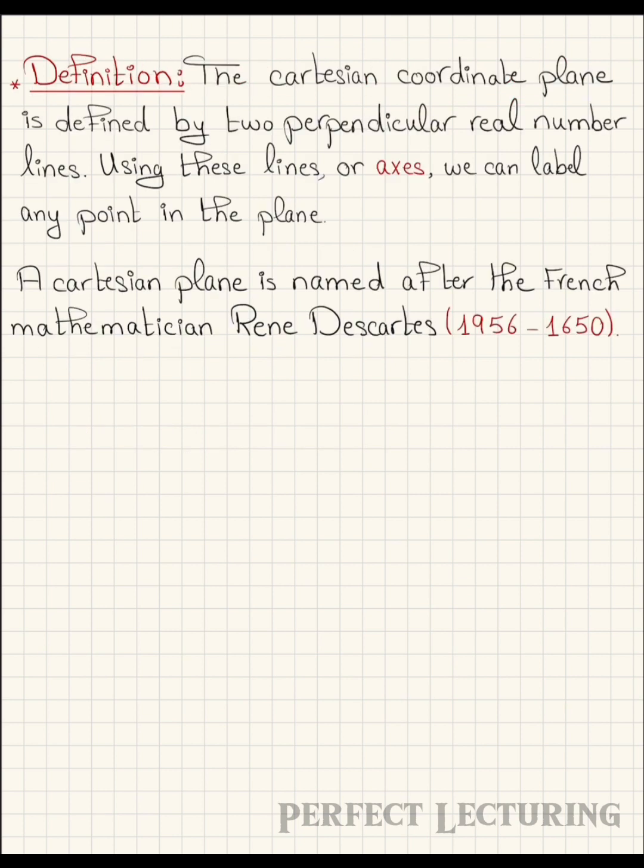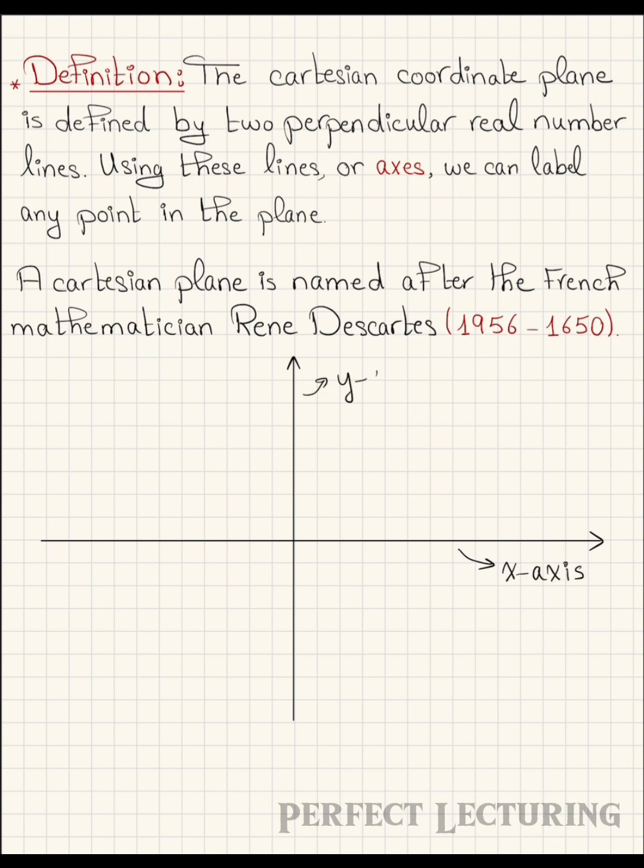It is simply defined by two perpendicular real number lines, which we call axes. One of the lines is horizontal and we call it the x-axis. The other line is vertical and we call it the y-axis. Now we use these axes to describe any point in the plane.